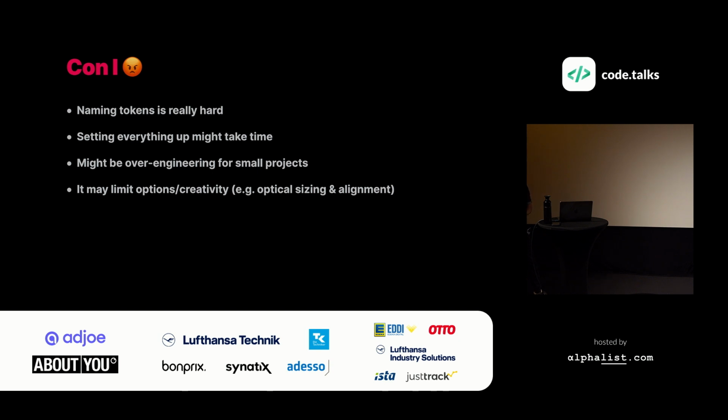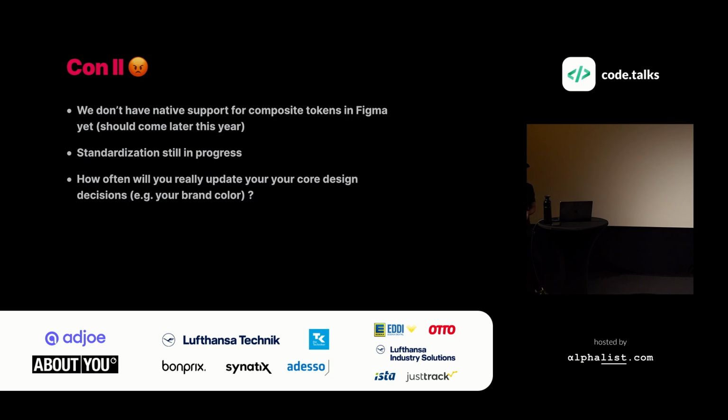But I also wanted to think about some drawbacks. So I think naming tokens can be a hard thing. So I hope there will be more templates to get started quickly in the future. Setting everything up might take time, depending on your workflows and stacks. Also for small projects, it might be over-engineering. And some people say it limits your creativity. An example I found: sometimes you need odd values, for example for optical centering or optical sizing, you probably need 7 pixel values, and in a design system, usually you won't find these odd values, I think.